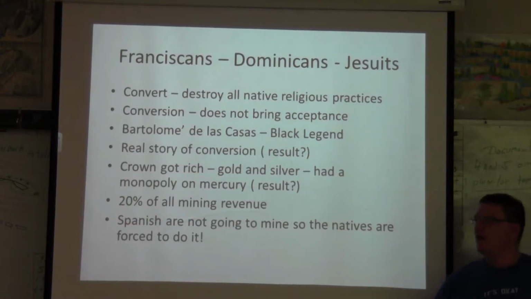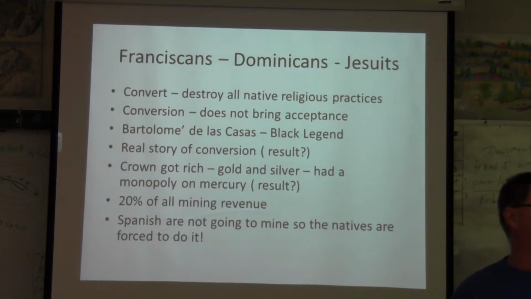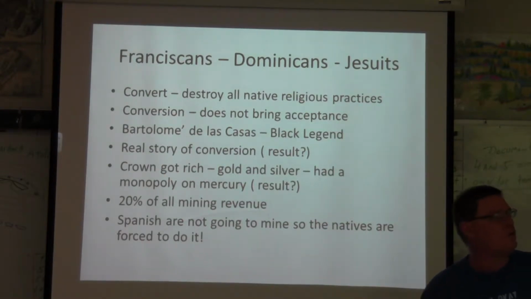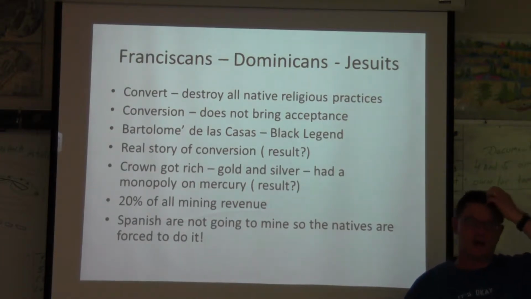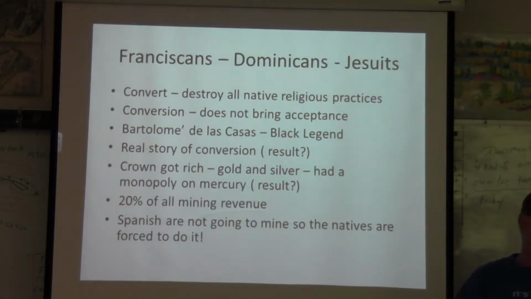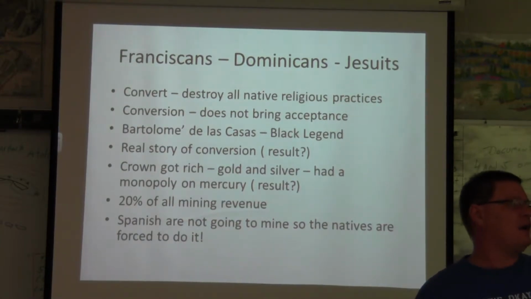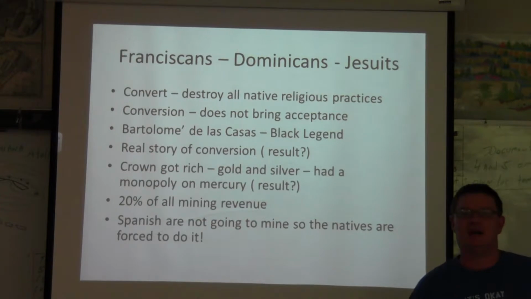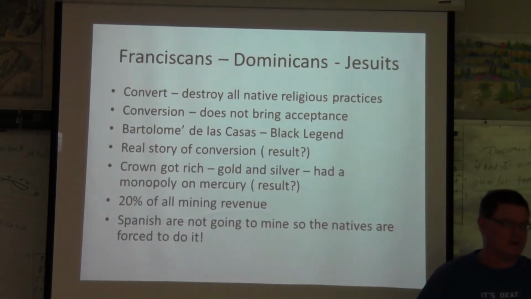And this brings in a missionary, Bartolomé de las Casas. Bartolomé is a Spanish missionary who writes a book called The Black Legend. It is the real story of what went on up in the New World. This is what really was happening. And when it gets back to Spain, people are like, oh my God, that is absolutely horrible. Oh my God, that is completely terrible. Oh my God, I can't believe we are letting that happen.